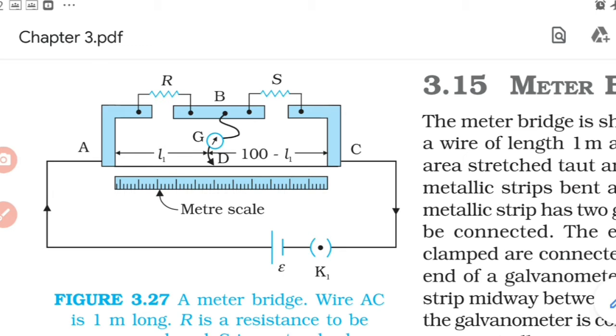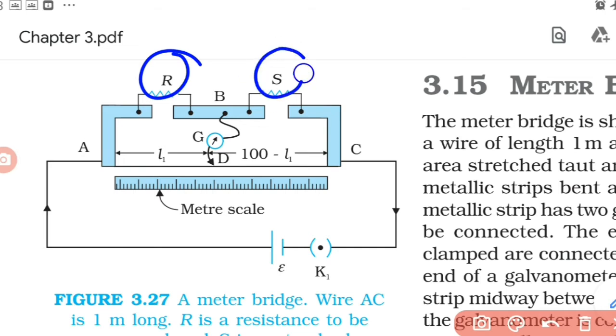Now let's see how this becomes a Wheatstone's bridge. You know, in a Wheatstone's bridge there are 4 resistances. You have already seen there are 2 resistances connected, R and S. R and S are the 2 resistances which make the Wheatstone's bridge. Now we need 2 more.